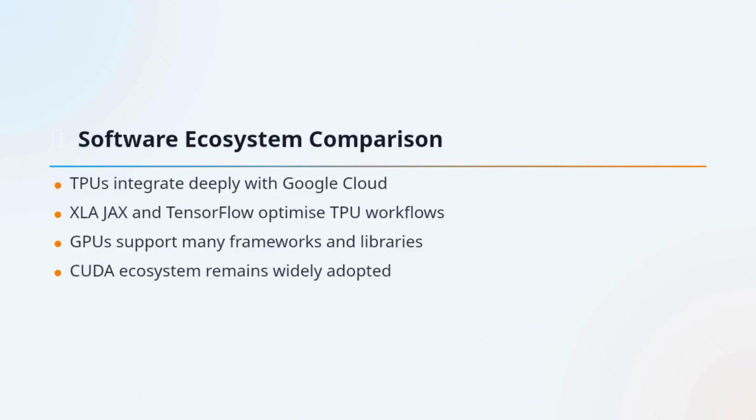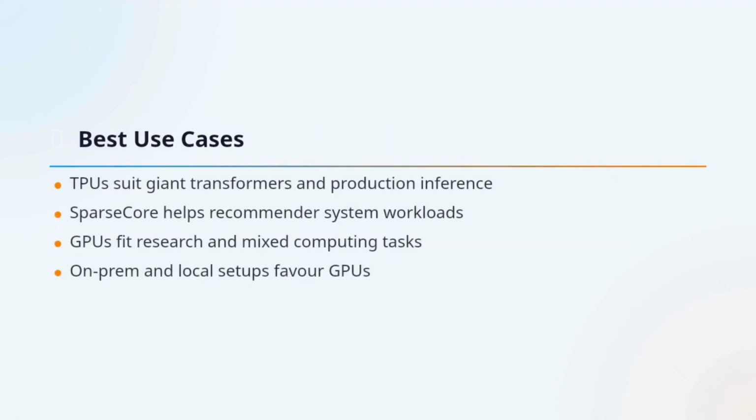adopt in many environments. In practical use, TPUs are a strong choice for training very large transformer models, serving production-scale inference, and running recommender systems with huge embeddings. They are especially attractive when the whole workflow is already on Google Cloud. GPUs are better when you need flexibility, local deployment, or a mix of AI, simulation, and HPC tasks. Researchers also prefer GPUs because they can adapt quickly to changing experiments.